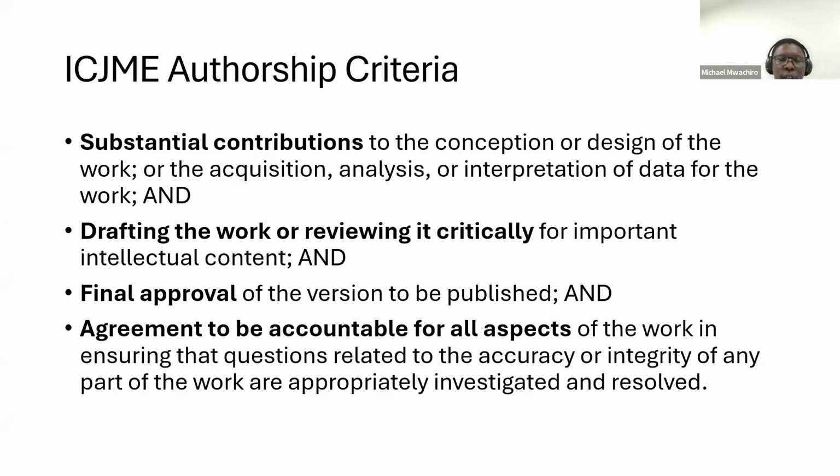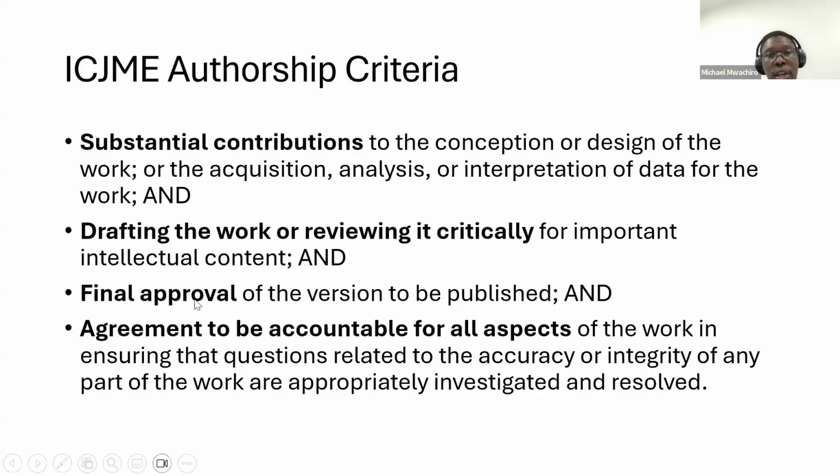So somebody else might have written it, but they sent it to you, you reviewed it for intellectual content, and you approved the version to be published, and you agreed to be accountable for all aspects of the work with regards to accuracy, integrity. Now, this is important because sometimes, if you're junior and you have a very senior member of your department, they say, oh, you're about to publish a paper, I would like you to add my name. You can actually say, based on this criteria, we don't think you deserve to be an author in this particular paper. So it's important for you to be aware of this.